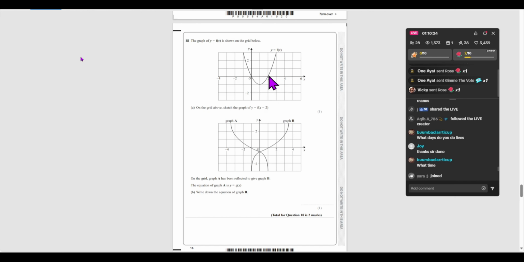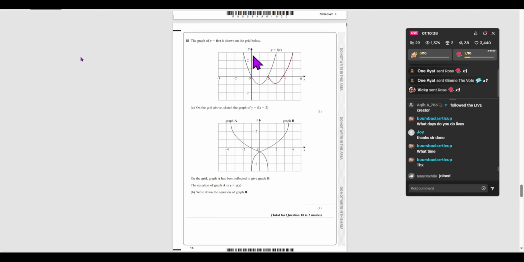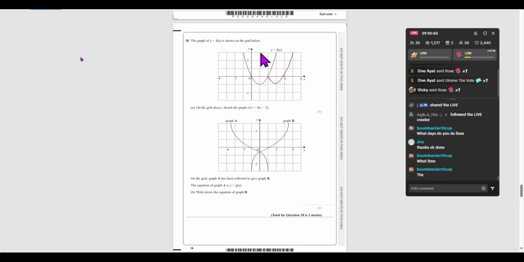Okay, and then once we do this, it's going to be like that. And then it's going to be something like this. That'll be your graph, okay?